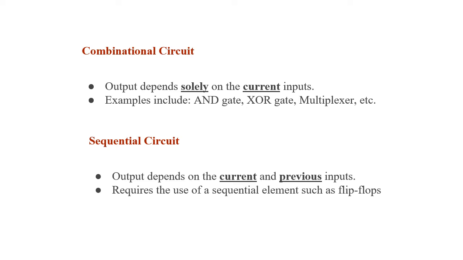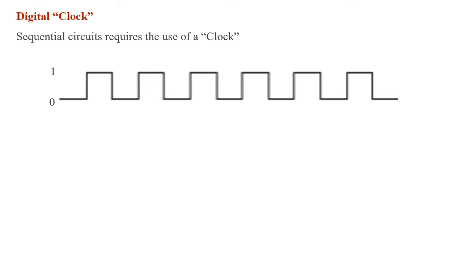In sequential circuits, the output depends on the current input as well as previous inputs. So there is a concept of sequence here. Usually with sequential circuits, the circuit requires the use of a sequential element, such as flip-flops, which we're going to introduce in this video. In order for sequential circuits to have a concept of sequence or time, a digital clock is necessary. Basically, a digital clock is a signal that alternates between 0 and 1 with a specified frequency.